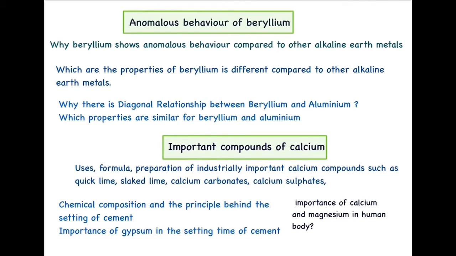Uses, formula, and preparation of industrially important calcium compounds such as quicklime, slaked lime, calcium carbonate and calcium sulfate. Chemical composition and principle behind setting of cement, importance of gypsum in the setting of cement, and the last point, importance of calcium and magnesium in the human body.